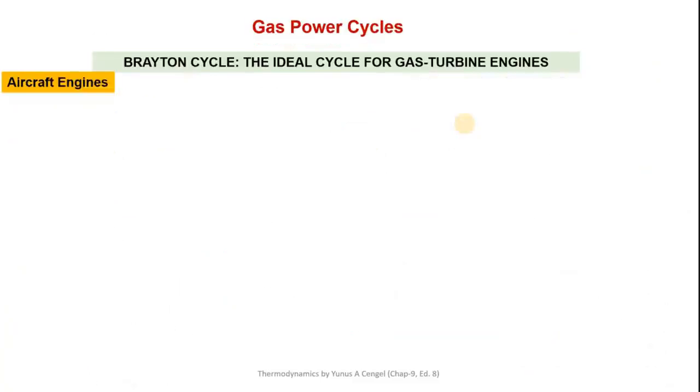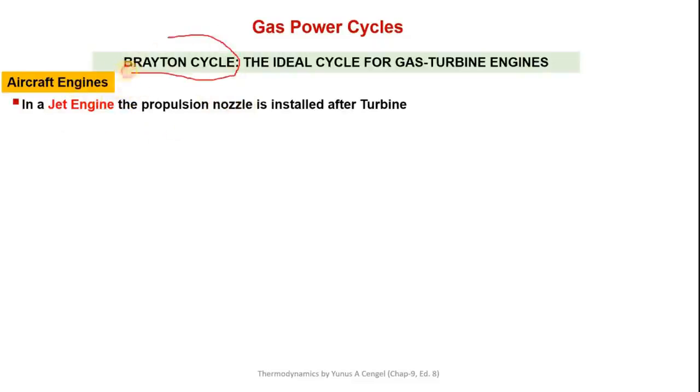Now let's quickly go through the aircraft engines. The aircraft engines, or the jet engines, in which we actually use a nozzle also. So it is also operating on the same Brayton cycle, but with the difference that at the end of the turbine there is a nozzle also. The rest of the cycle is very much the same as the power cycle to produce electric power.